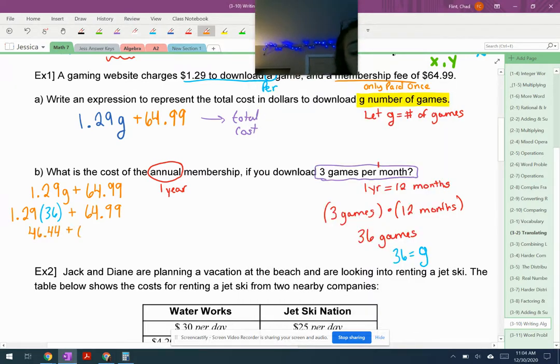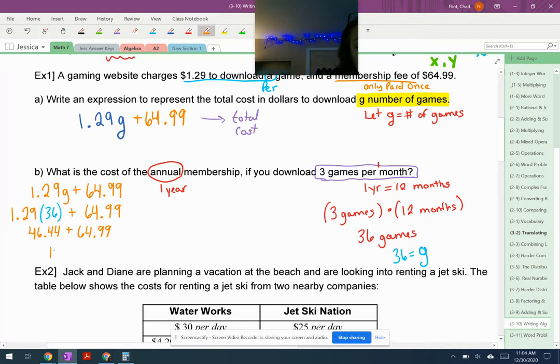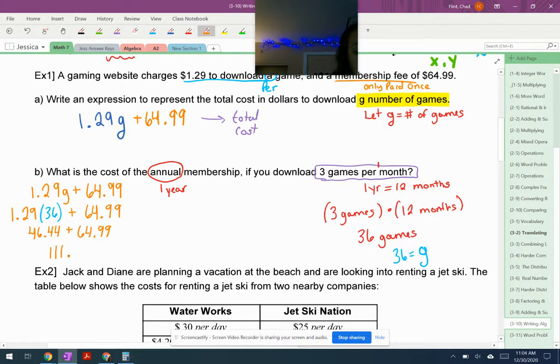and then 46.44 plus 64.99 is going to give us $111.43 for the membership and games.